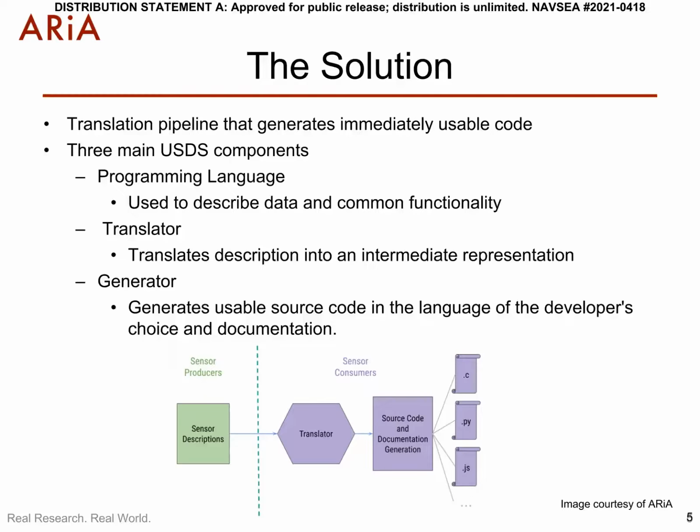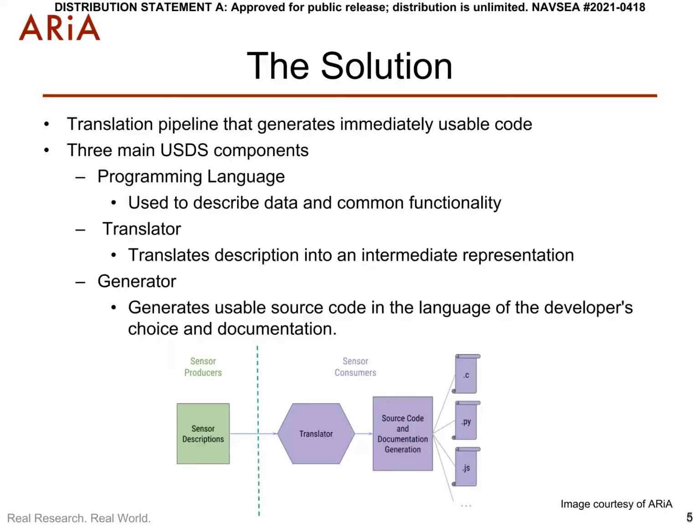USDS is a translation pipeline that generates immediately usable source code in a language of the developer's choice. It's comprised of three main components, each of which can be seen in the diagram at the bottom of this slide. The first component is the USDS programming language. The USDS programming language was designed specifically for USDS and uses a lightweight yet expressive and familiar syntax to describe data and common associated functionality.